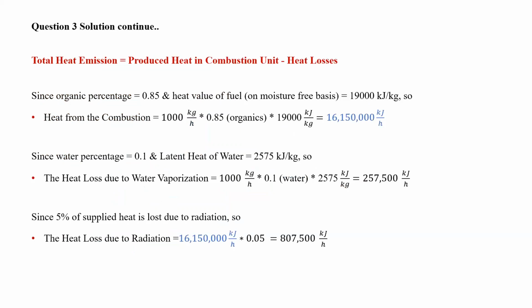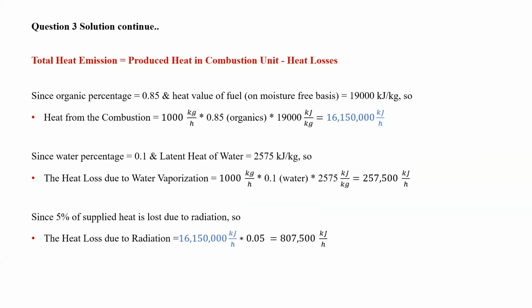And to do that, firstly, we should estimate the produced heat in the combustion unit and then the heat losses. And the difference between these two components will be used to calculate the total heat emissions from this stack. And to find the generated heat from combustion, first, we should multiply the fuel inflow rate with the organic portion of our refuse-derived fuel, which is equal to 85%. And then we should multiply this number with the heat content of this fuel, which is 19,000 kilojoule per kilogram.